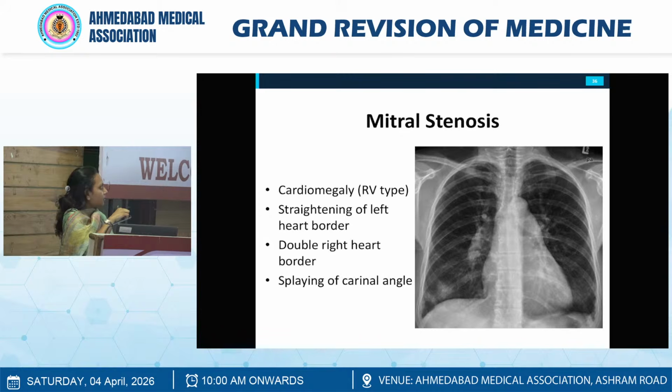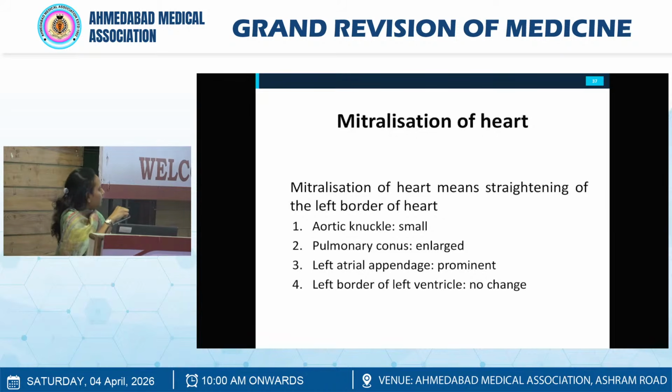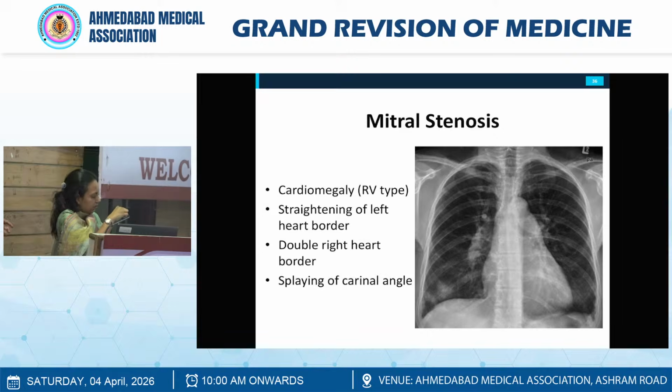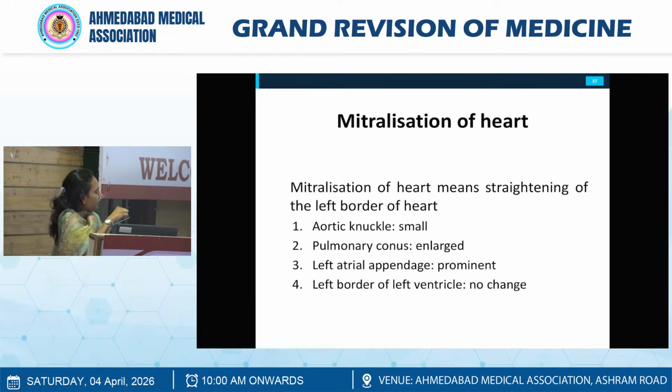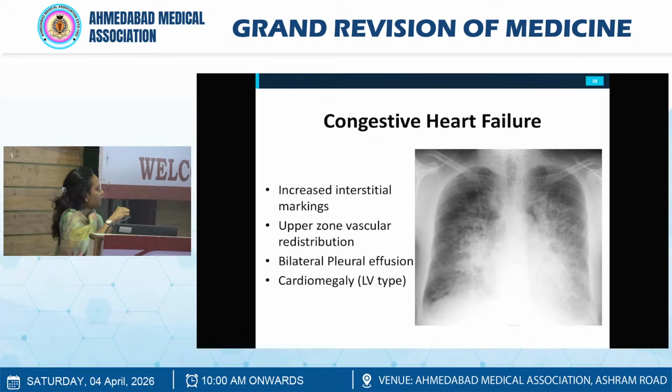Mitral stenosis, as the name suggests, there is enlargement of the left atrium. So it will be in line with the left ventricle. So there is straightening of the left heart border. There will be a double right heart border seen, and there will be a splaying of the carinal angle. So mitralization of the heart, there will be a small aortic knuckle, as you see. Then there will be an enlarged pulmonary conus, a prominent left atrial appendage, and there will not be any change in the left ventricle. Then congestive heart failure.